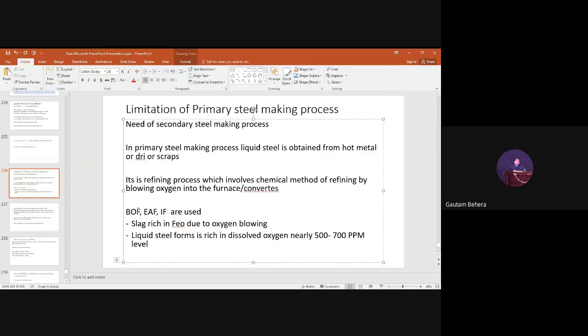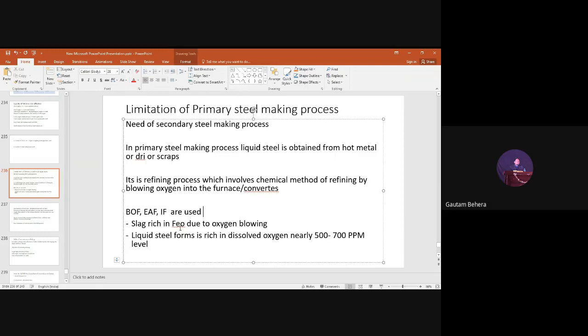What kind of converters or furnaces are we using in the primary steel making process? These are the basic oxygen furnace, which you remember from undergraduate, the LD furnace, and we can use the electric arc furnace, EAF. We can use the induction furnace, which is for melting basically. In the electric arc furnace, by generating an arc we are melting and refining, and in the basic oxygen furnace, you understand the lining is basic lining, and we are blowing oxygen, right? So what is the problem here in the primary steel making process? The problem is the slag rich in FeO.